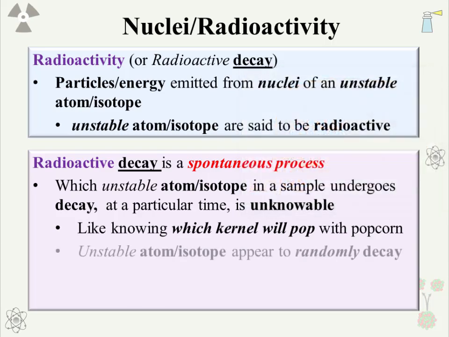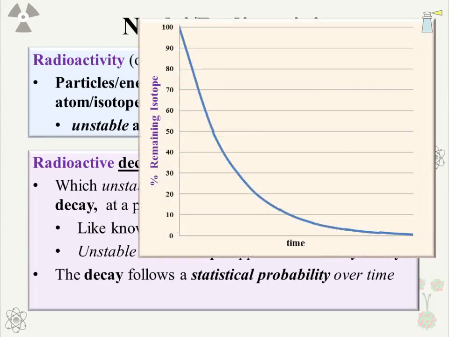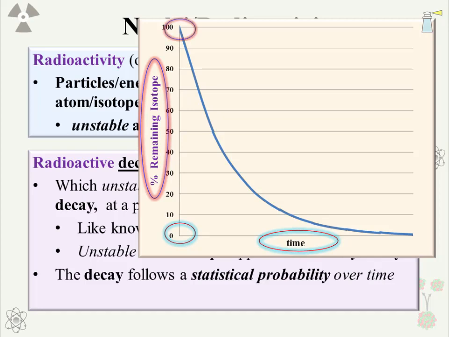Unstable atoms or isotopes appear to randomly decay. The decay follows a statistical probability over time. Here's a typical decay curve. Time is on the x-axis. It starts at time 0. With the sample, there's only one type of unstable atom or isotope. At time 0, there is 100% of that isotope.